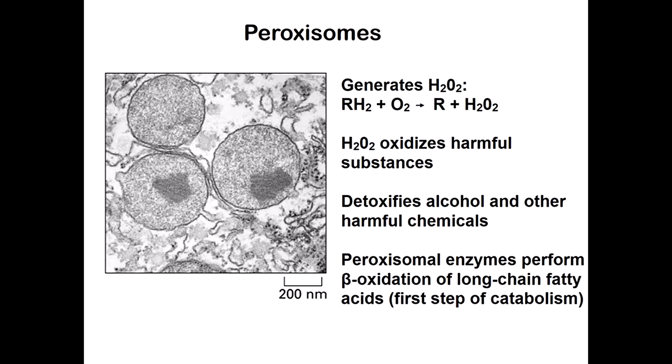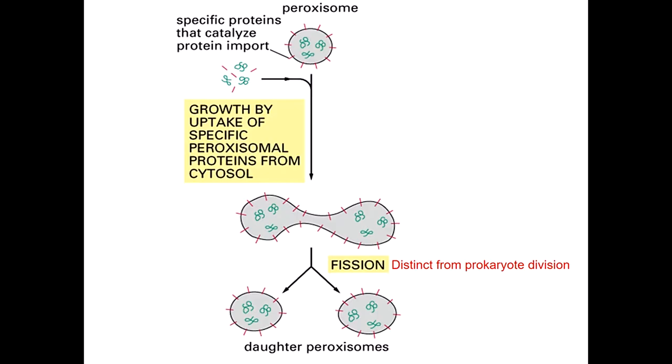Now peroxisomes are formed as a vesicle, and then some of these proteins that have been transcribed and translated are taken up by these vesicles, and as the vesicle gets bigger, eventually it will split in two by what is called fission. But don't confuse the fission of a peroxisome with the fission of a prokaryote, okay? Fission of prokaryotes is where the ring of DNA duplicates itself and divides into two different bacteria.